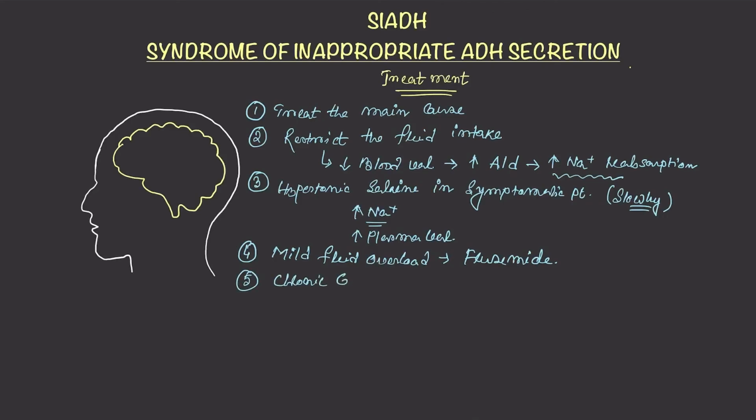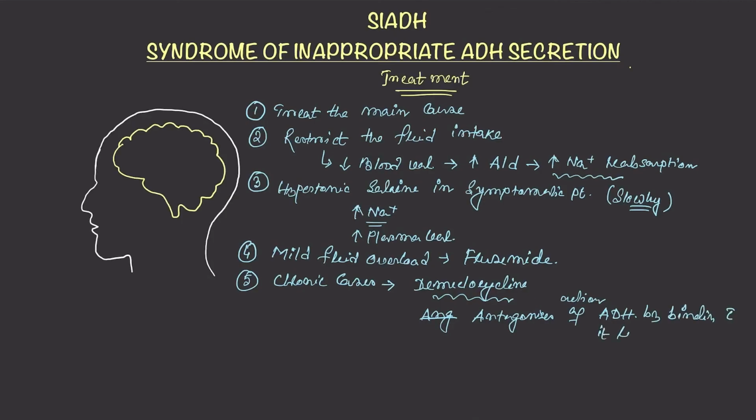In chronic cases, you can give demeclocycline. This demeclocycline is an ADH antagonist. It antagonizes the action of ADH. How? It binds with the ADH receptor and prevents the binding of vasopressin to its actual receptor. And the last mode of treatment is to give tolvaptan. This tolvaptan is a V2 receptor blocker and it is an FDA approved drug.